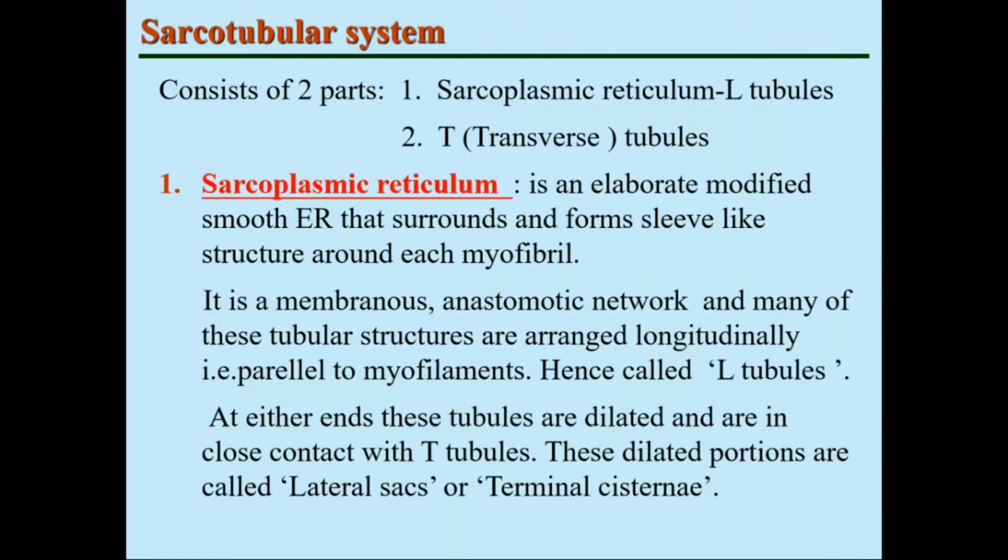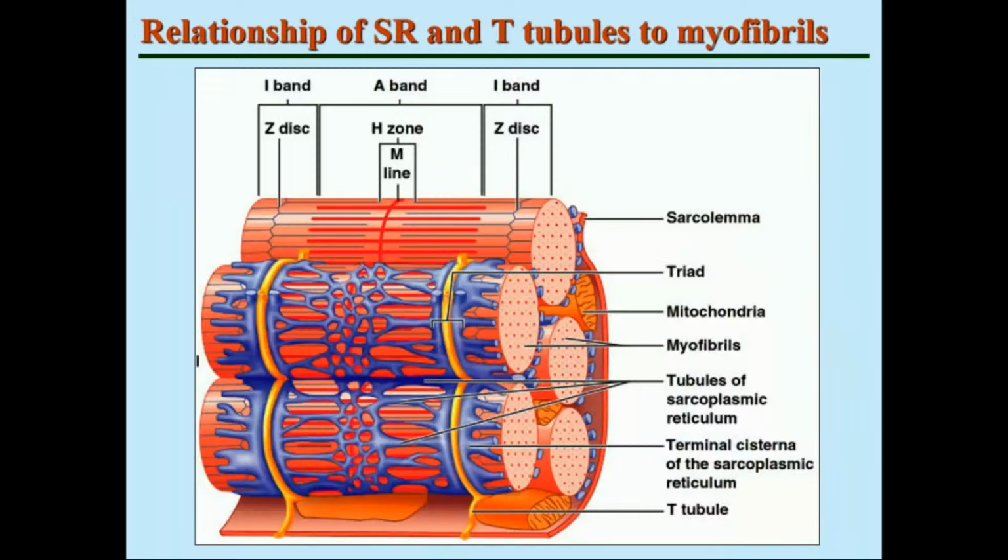Right. The sarcoplasmic reticulum. This is an elaborate, modified, smooth endoplasmic reticulum that surrounds and forms sleeve-like structure around each myofibril. So as you can see in this diagram, the blue colored structure here is the sarcoplasmic reticulum, and this is the cross section of a myofibril. So these are all the myofibrils inside a muscle fiber, and here these are the parts of sarcoplasmic reticulum. They form a sort of sheath around each myofibril.